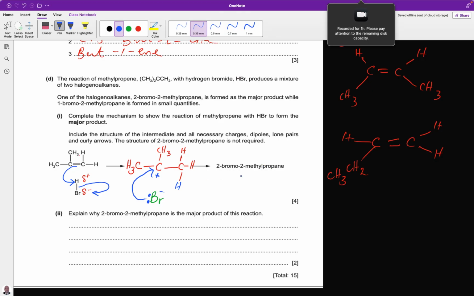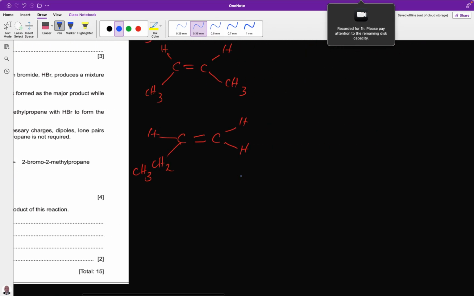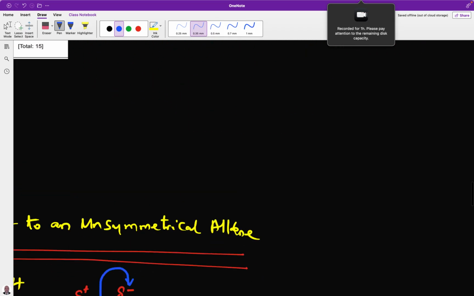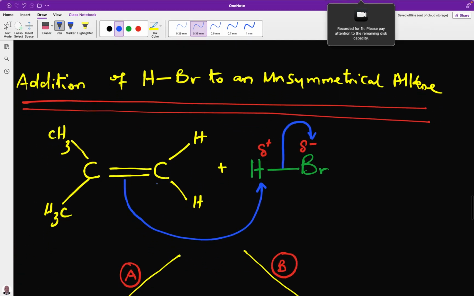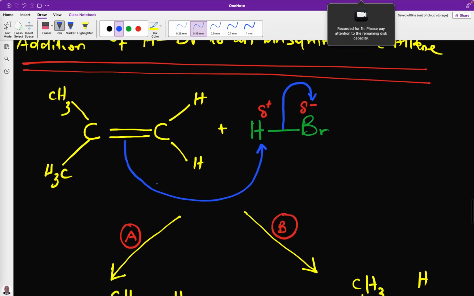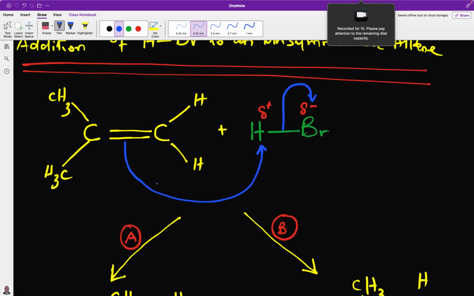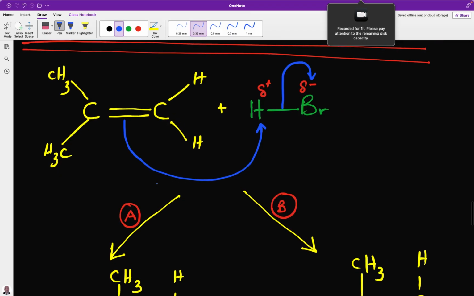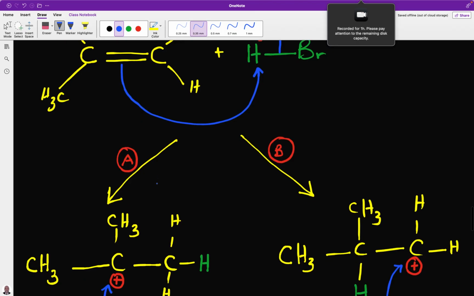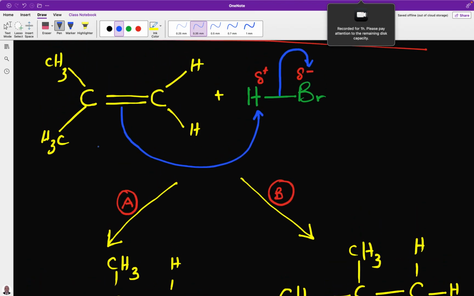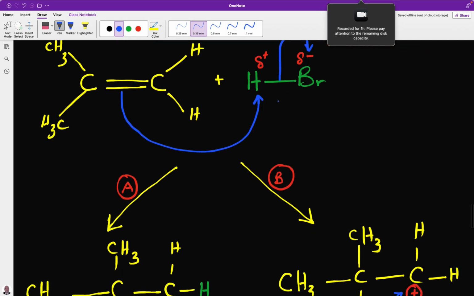For revision purpose, please, I want you to better understand this. For revision purpose, addition of HBr to an unsymmetrical alkene. Remember, when an unsymmetrical alkene is added to an HBr, there are two ways a reaction can occur. The hydrogen, after the heterolytic fission, could do what?